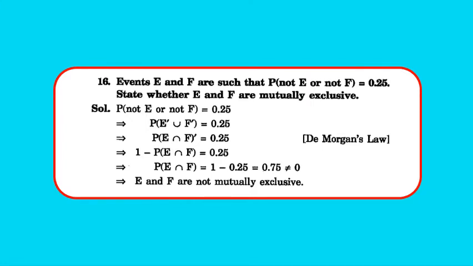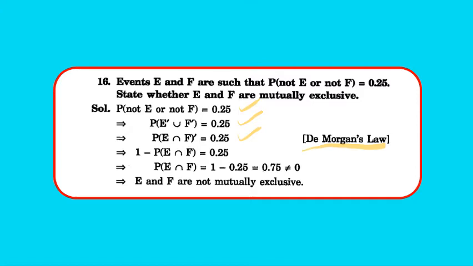Moving to question 16. Events E and F are such that P(not E or not F) equals 0.25. State whether E and F are mutually exclusive. Now we have P(not E or not F) equals 0.25, that is P(E dash union F dash) equals 0.25. So using De Morgan's law, we can write P((E intersection F) dash) equals 0.25. We used De Morgan's law.